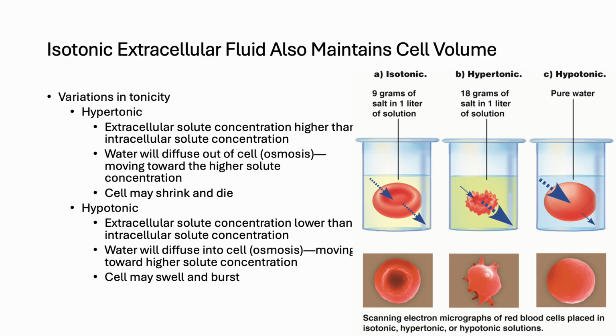For example, drinking seawater exposes cells to hypertonic conditions, leading to dehydration. Conversely, excess water intake without electrolytes can cause hypotonic stress, endangering brain cells. To prevent such problems, organisms regulate extracellular fluid through mechanisms such as kidney function and hormone activity.